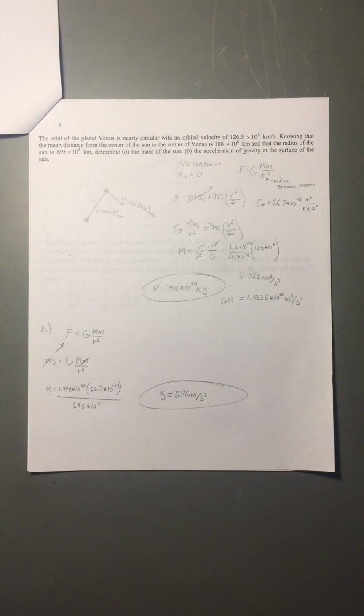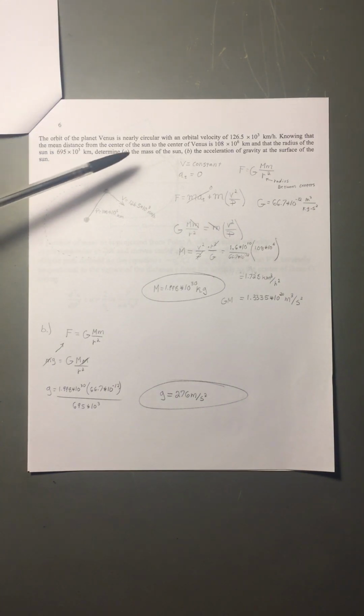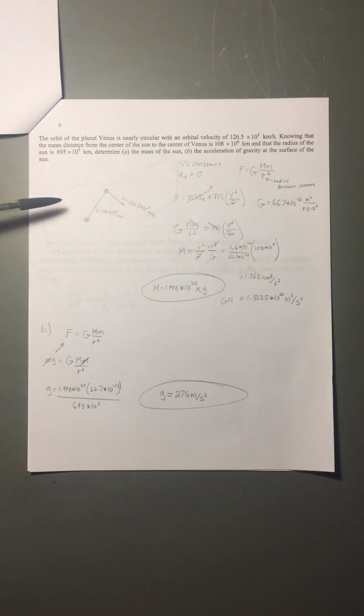Okay, so this is problem 6 here. And looking at this problem, it tells us that we have Venus orbiting the Sun. So I drew a little diagram here of this is Venus and it's orbiting the Sun. And the problem tells us that the velocity of Venus going around the Sun is this constant number here.